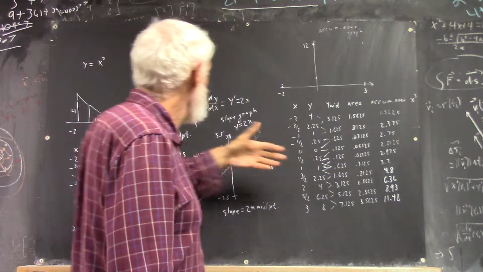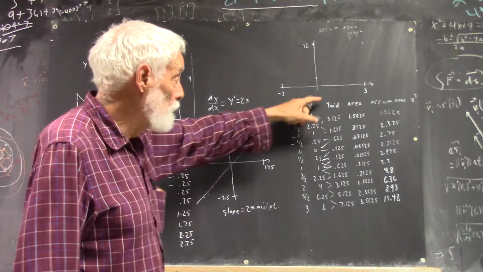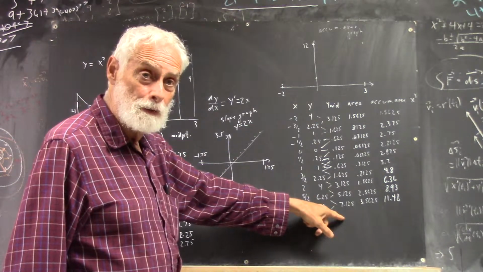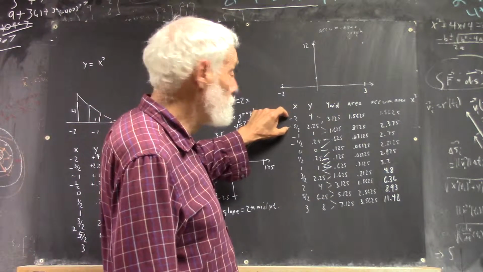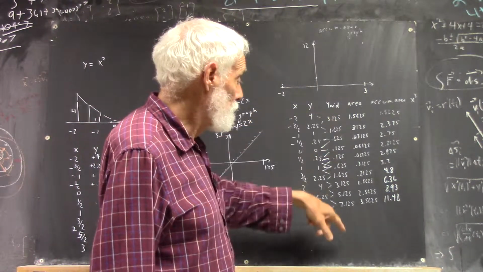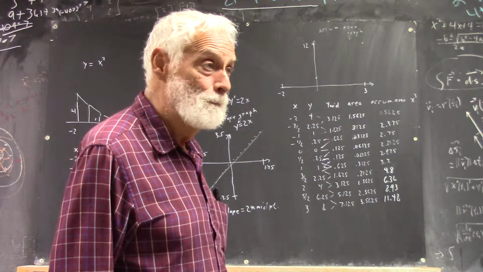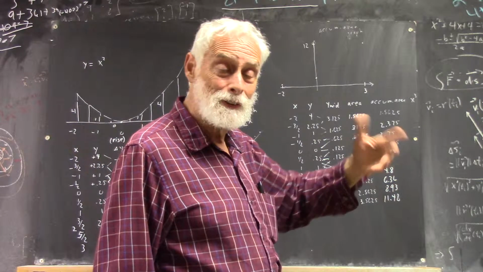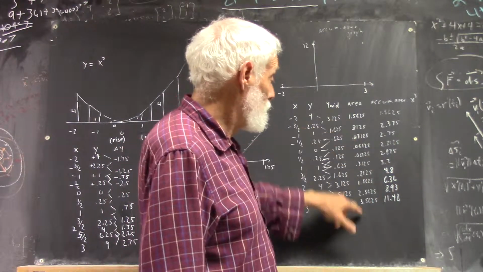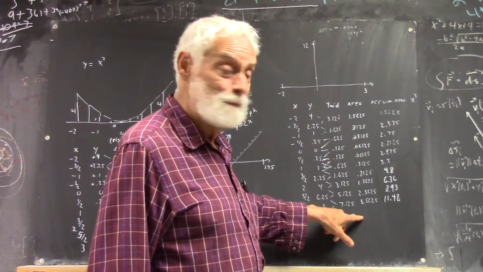To calculate the areas of the trapezoids, I find the y value at the midpoint of each slope segment, right? In other words, I average these two. And those, I think, are right. Okay? And then I multiply that by 1/2, because that's a width, so that's altitude times width, and I get the areas.